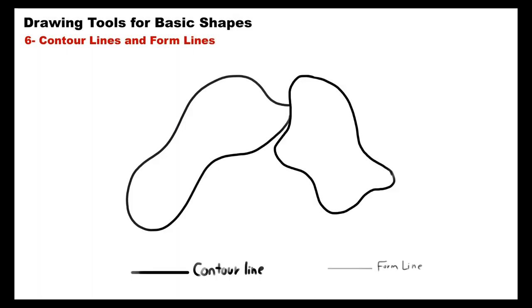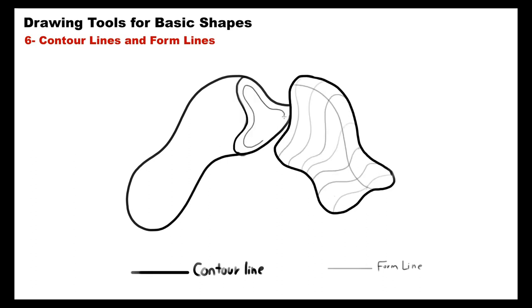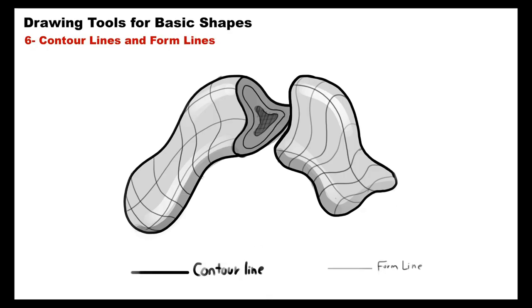The sixth tool is the contour line and form lines. The contour line is simply the outline of an object. It describes the silhouette of the object without getting into the interior details. That's where the form lines come in. They are the interior lines describing the form of an object and what its surface looks like.